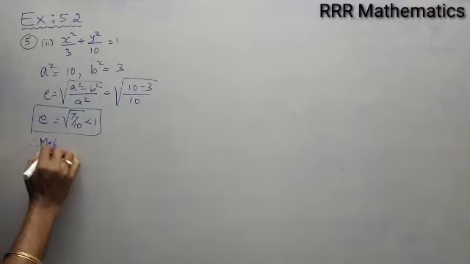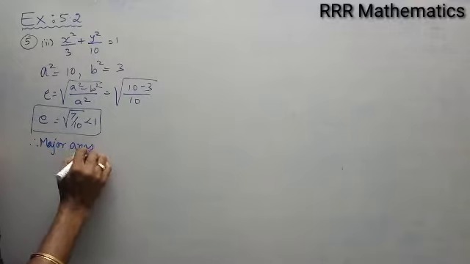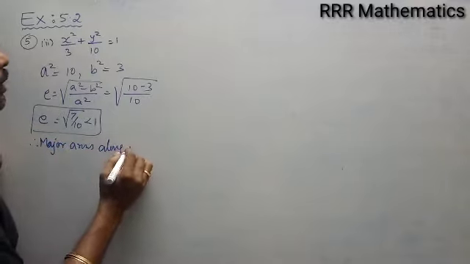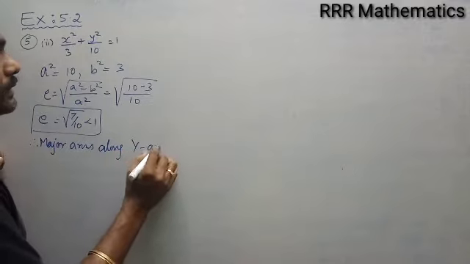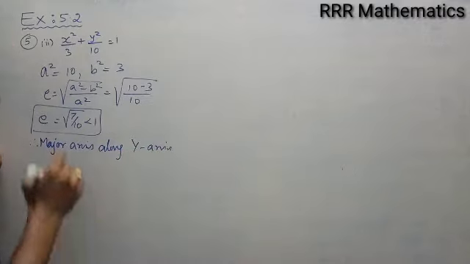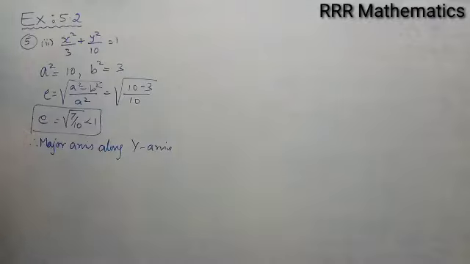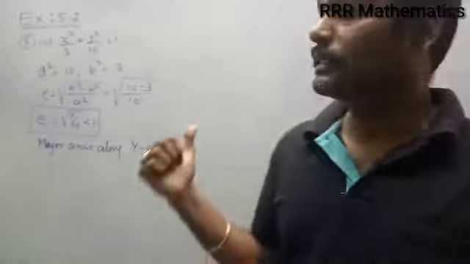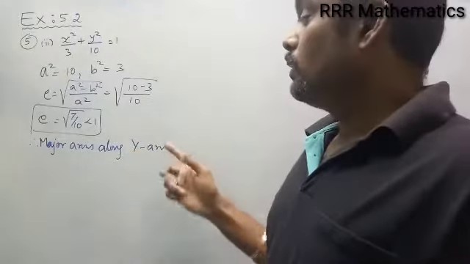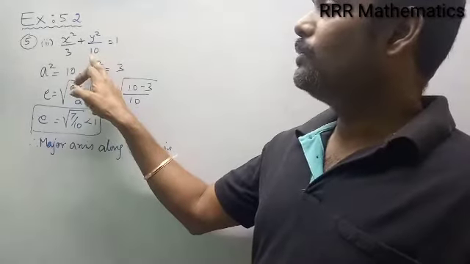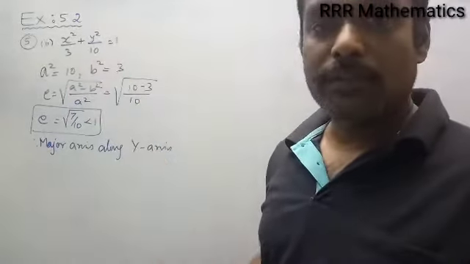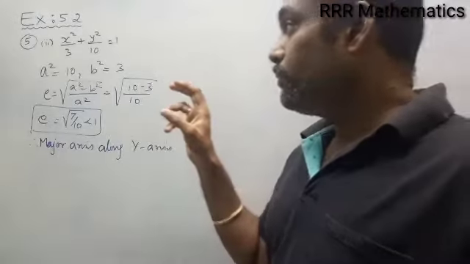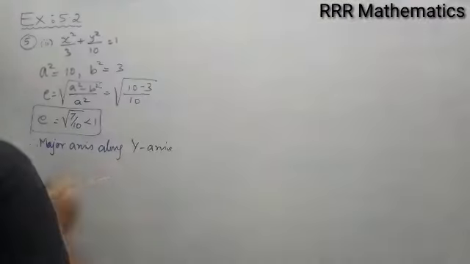Therefore, the major axis is along the y axis. How am I declaring that the major axis belongs to the y axis? Because the greater value 10 appears in the denominator of y square. Therefore, the major axis is along the y axis.